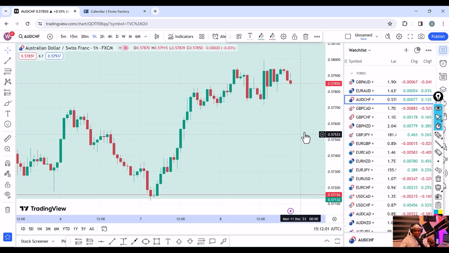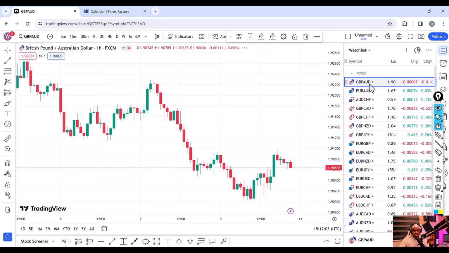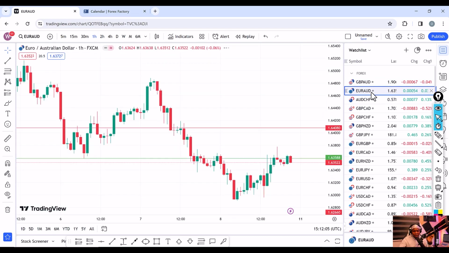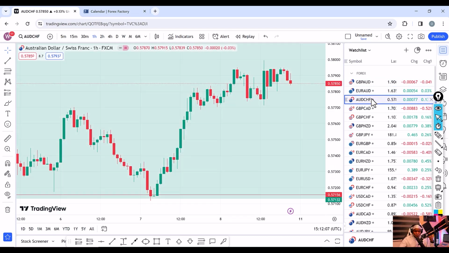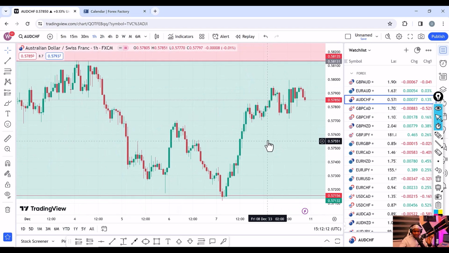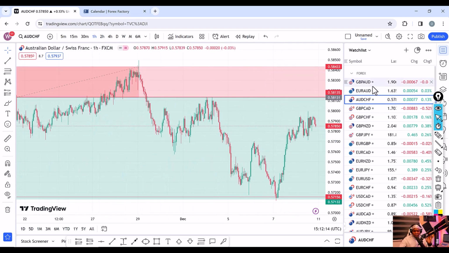So 3 opportunities really: GBP AUD, Euro AUD, AUD CHF, and I'm going to walk you through the thought process behind the trades. Okay, now if you've noticed, there is a common denominator amongst the pairs: AUD. Okay, and this is one thing I want you to know as a trader.